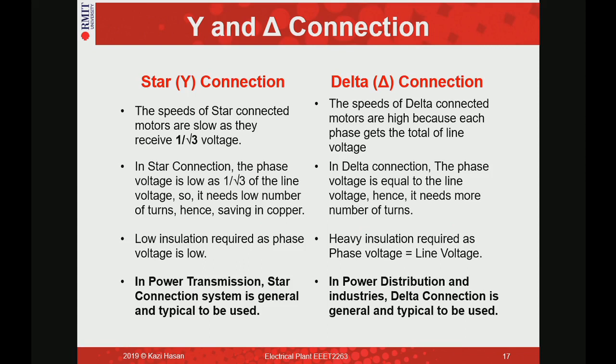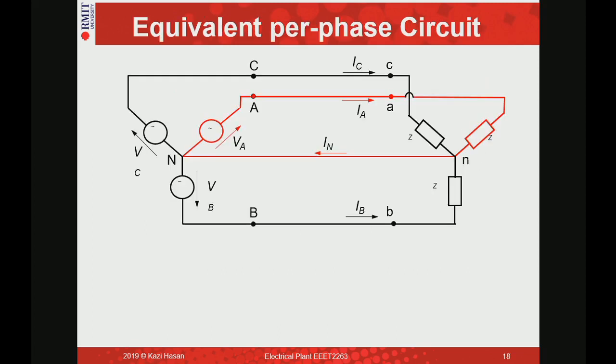Because of the low voltage in each phase, lower insulation is required. That's why they use it mostly in very high voltage systems. And there is an advantage of using a ground or neutral wire. So in very high voltage transmission systems, they mostly use Y-connected circuits. In distribution, delta-connected circuits are popular. So these are just some comparisons.